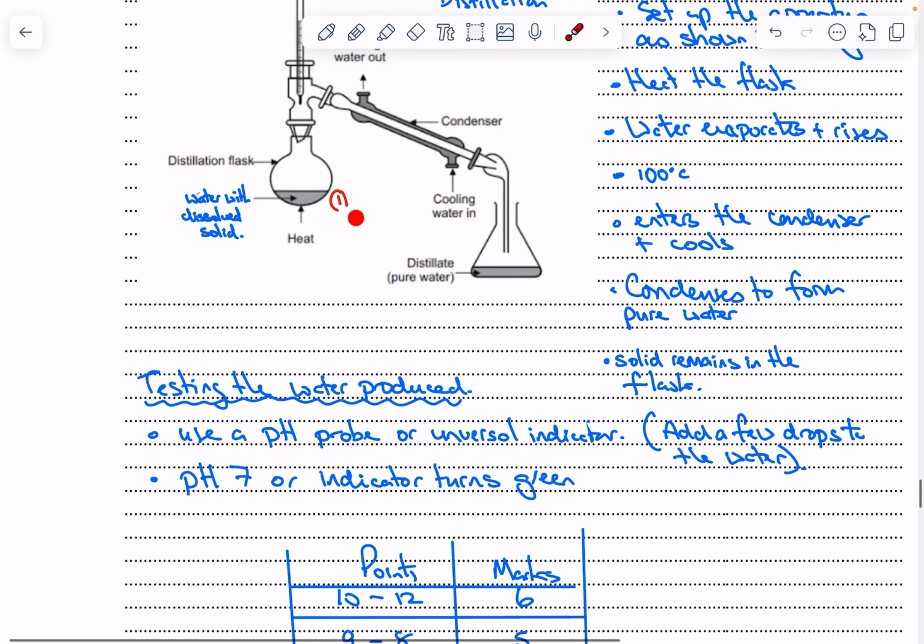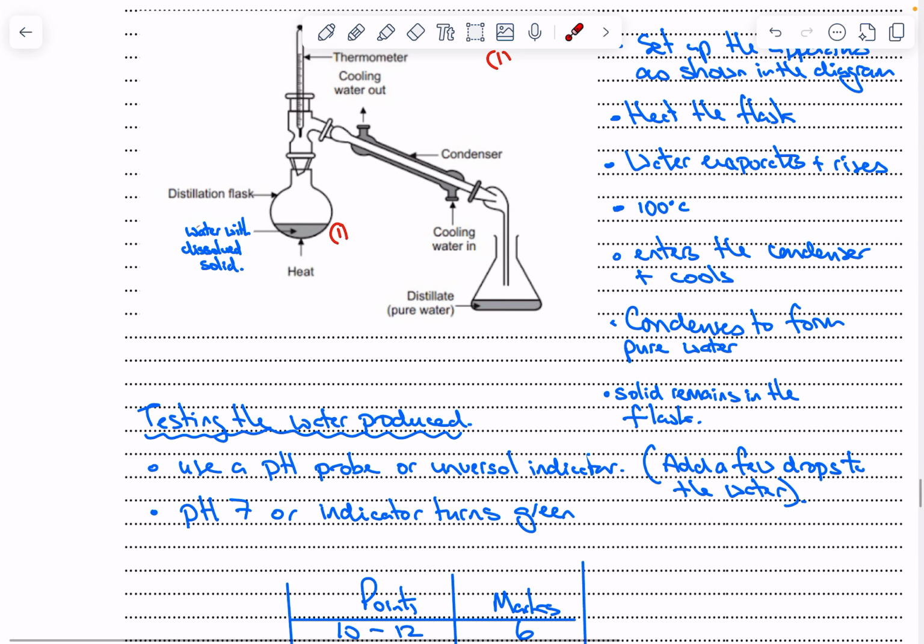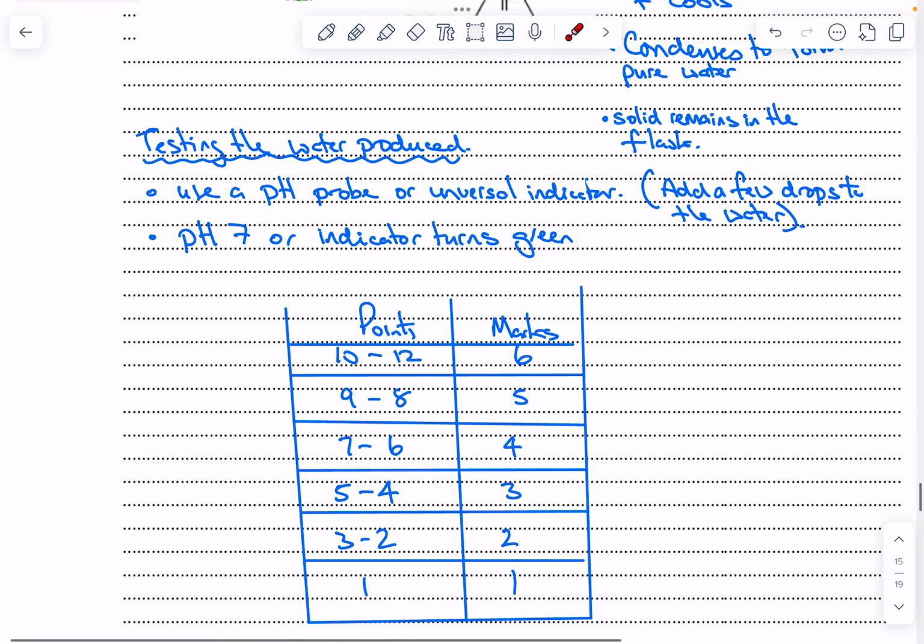If you include the little red points I've got here as well, alongside the bullet points, there are 12 points in total that we need to be talking about. And again, if you've got 10 or more, we're giving you 6, and 9 or 8 points is 5, and so on and so on. So use that scale to work out how many points you got for that answer.